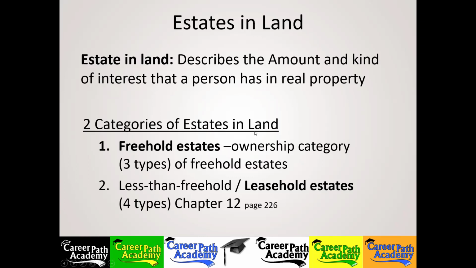There's two categories of estates and land. We have freehold estates, which denote ownership. This is the ownership category of estates and land. And there's three types that we will go over in this chapter that we call freehold estates. So anytime you hear freehold estates, we're talking about ownership. You're free to hold that property forever or a lifetime. If it's not ownership, it's a leasehold estate, which is less than freehold. You're not free to hold it forever or a lifetime. We're going to go over those four types of leasehold estates later in chapter 12, but we'll skim over them in this one, just giving you the names of them.